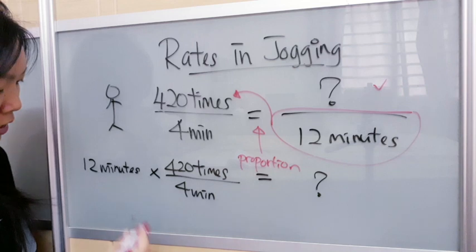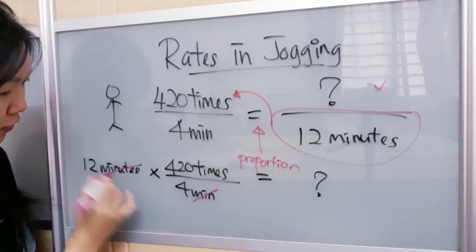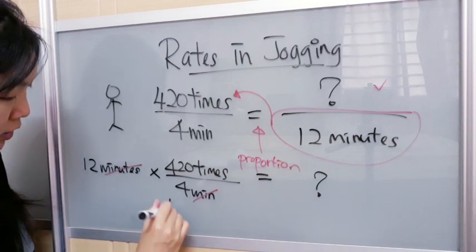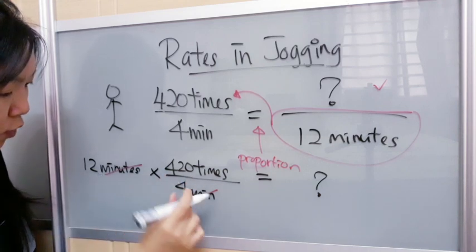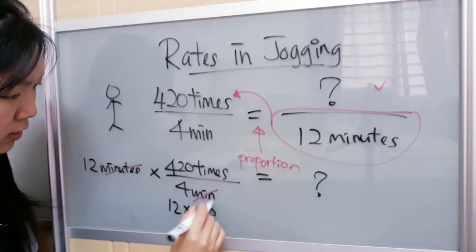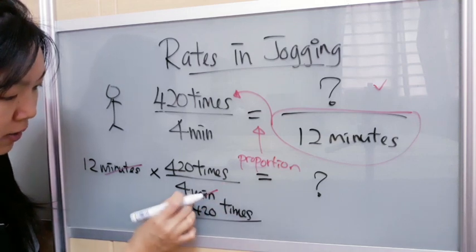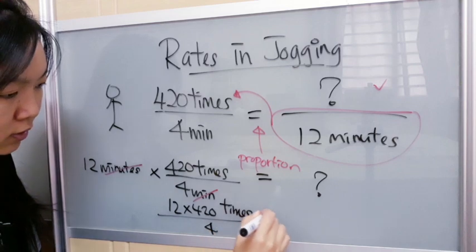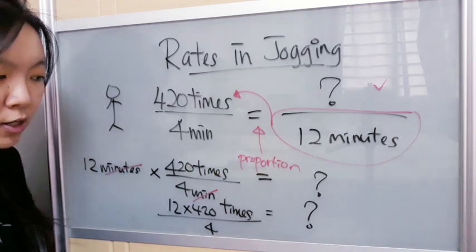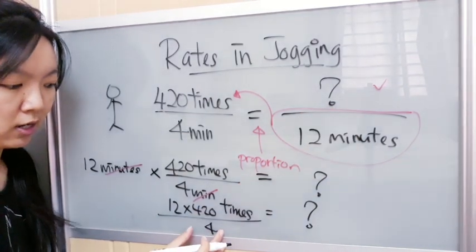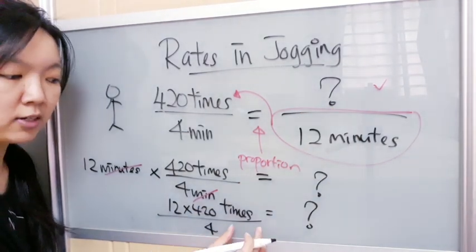What we can do is slash things off and put all the numbers together in the calculator. 12 times 420 times, copy down the units, divide by 4. And you'll be able to get the answer. The answer for the number of heartbeats is how many times?